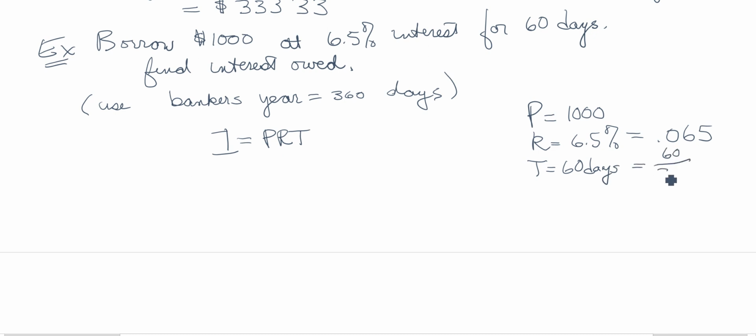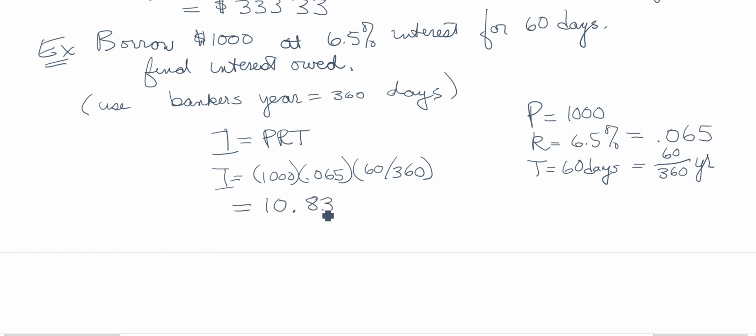So that would be 60 over 360 years. When I substitute, P is 1,000, R is 0.065, and T is 60 over 360. And when I multiply all of those, I get that the interest was $10.83. Next, we're going to look at the future value of something.